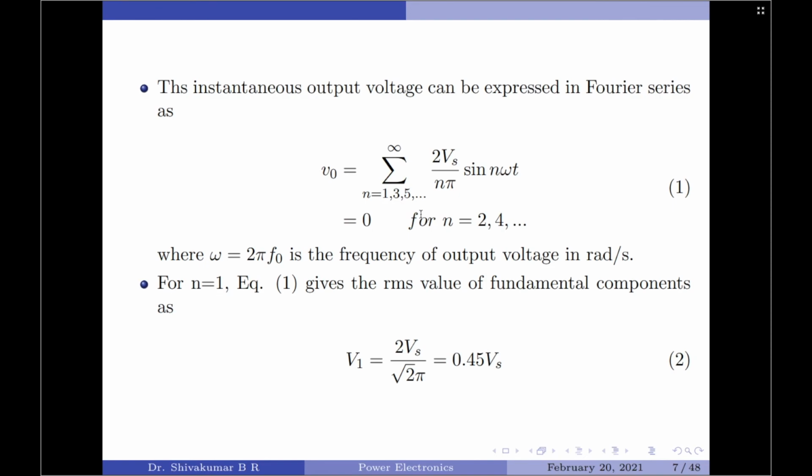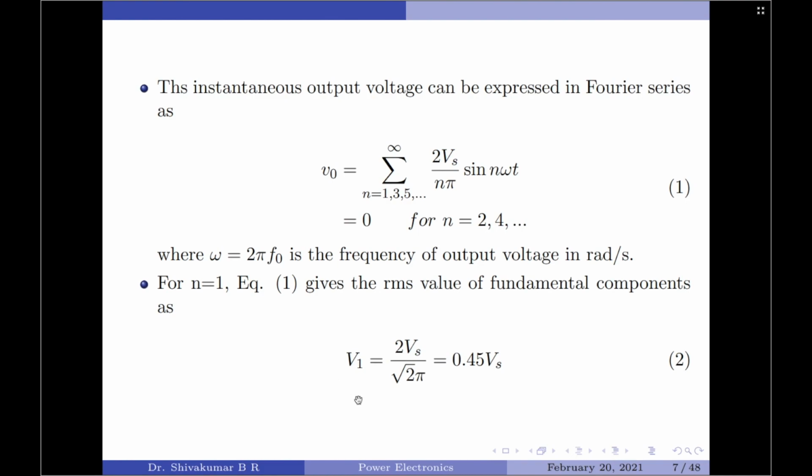When I apply the value of n equals 1 in the equation for instantaneous output voltage, I will obtain the RMS value of the fundamental component of the output voltage as capital V1 equals 2 Vs divided by root 2 into pi, which is simplified to obtain 0.45 into Vs. So this is the fundamental component of the output voltage.